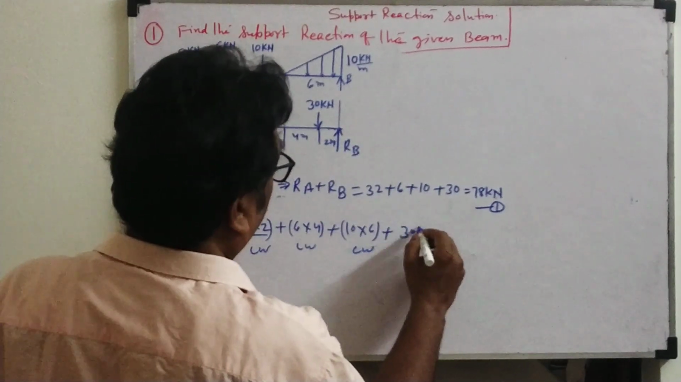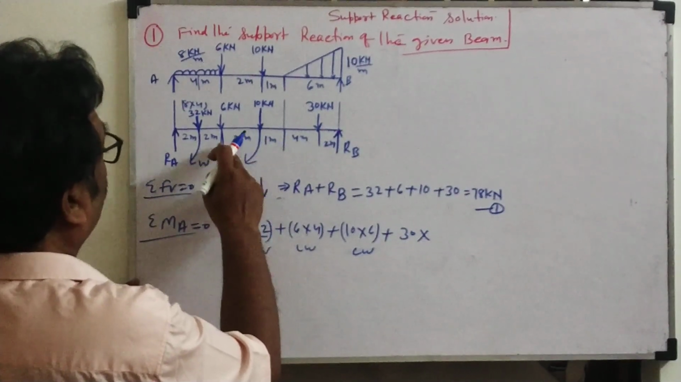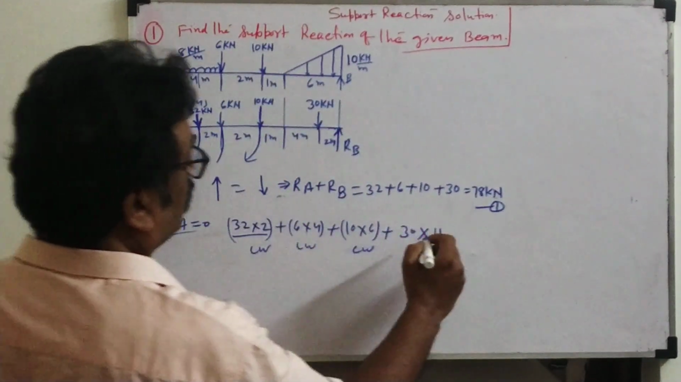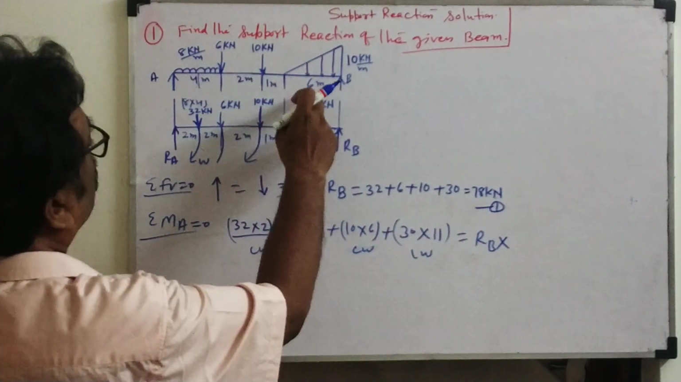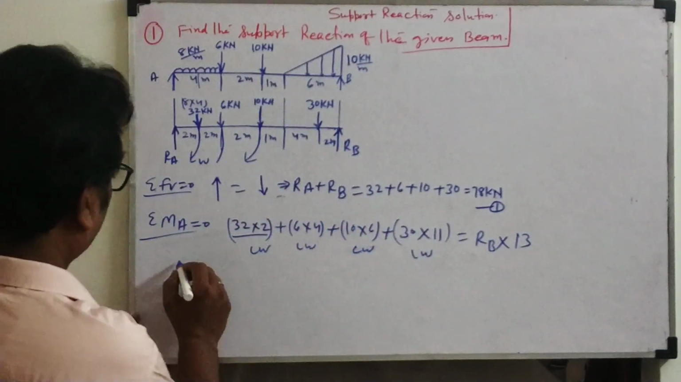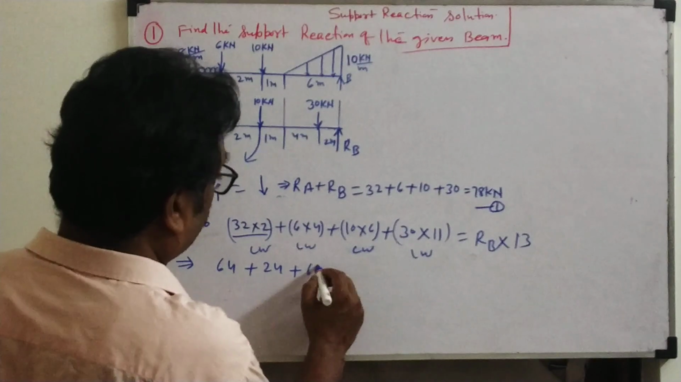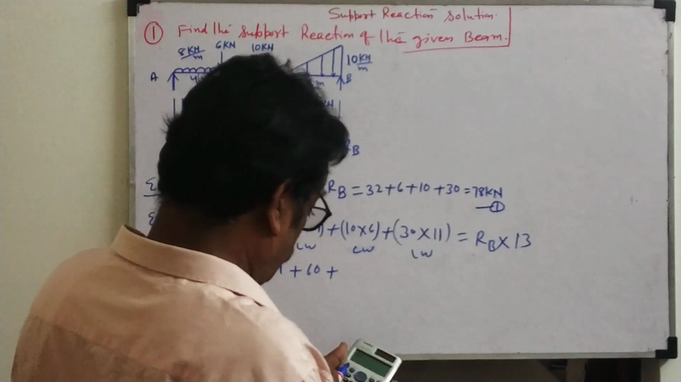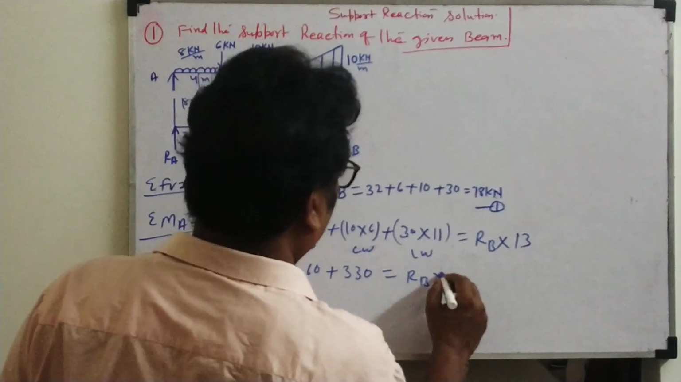Plus 30 into total distance here: 4, 5, 7, 7 plus 4, 11. All loads over. This also is clockwise, and is equal to RB into total length. Total length how much? 13. Total length is 13. Now solve this. 32 into 4, 64, plus 24, plus 60, plus 11 into 30, I think 330. 330 is equal to RB into 13.